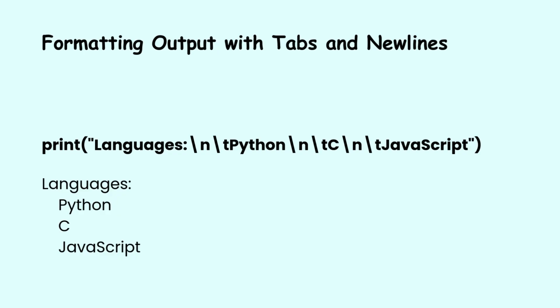Let's take a moment to talk about formatting your output in Python, because clean, readable output makes a big difference, especially when you're building menus, lists, or structured info. Python gives us special characters called escape sequences. These aren't visible when printed, but they tell Python how to format the text. \n means new line, it moves the text to the next line. \t means tab, it adds a horizontal space, like pressing the tab key.